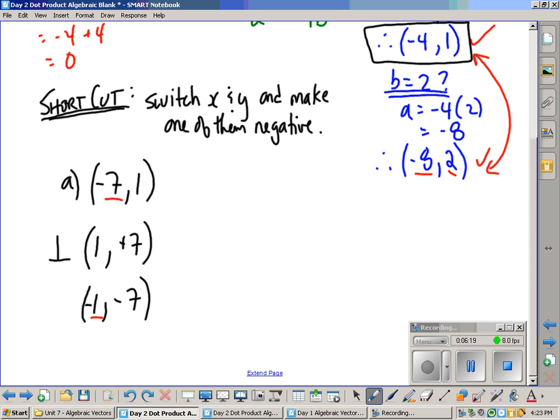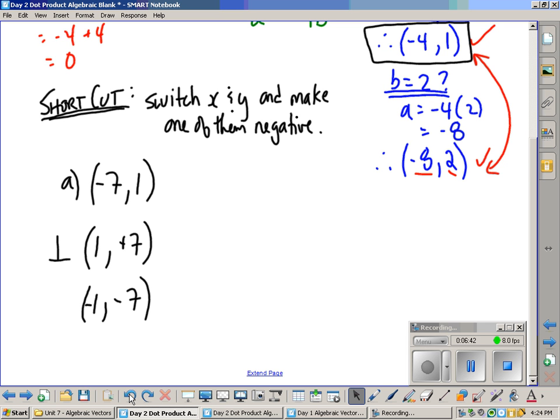So negative 7 times negative 1 is 7. 1 times negative 7 is negative 7. That equals 0, and that works as well. So that's the shortcut if you're just asked to find some perpendicular vectors. You can just switch the x and y's and make one of them negative.